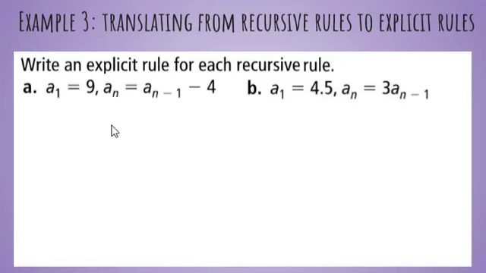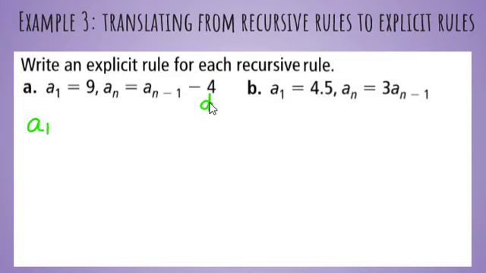Example 3 is translating from recursive rules to explicit rules. So we are given a recursive rule here for the first problem. We have a sub 1 equals 9, and a sub n is equal to a sub n minus 1 minus 4. So this is an arithmetic recursive rule.